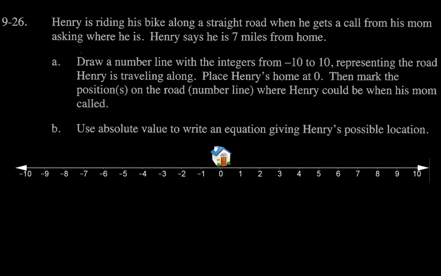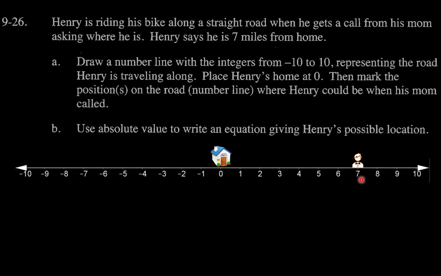Okay, so he said he was 7 miles away. Well, if our friend Henry is away, he's not at 0, right? He's 7 miles away, so he could be over here, right? Because that's 7 miles away. So let's put Henry there. Henry could be right there.